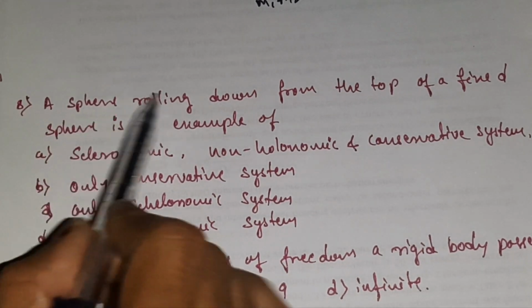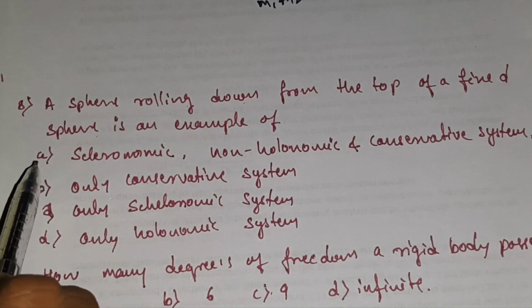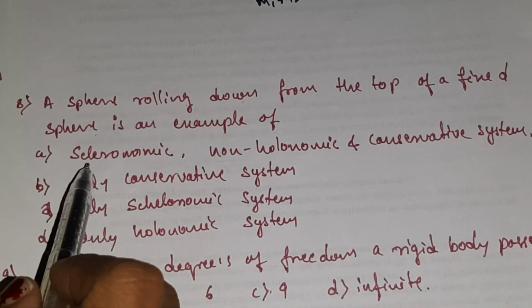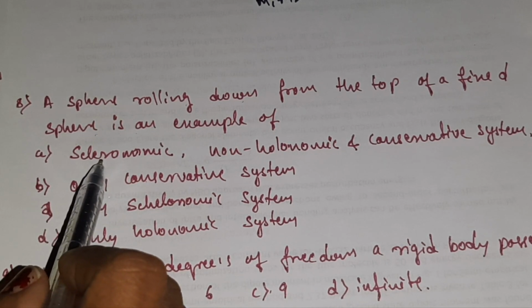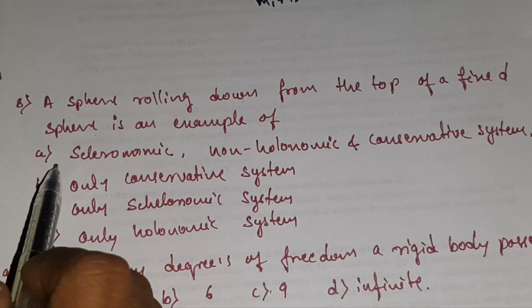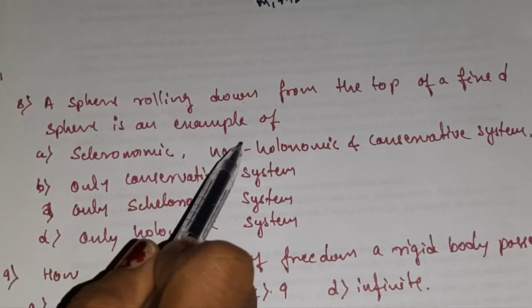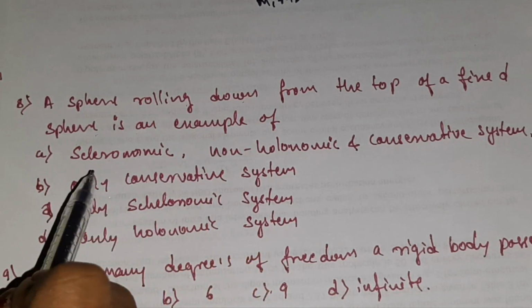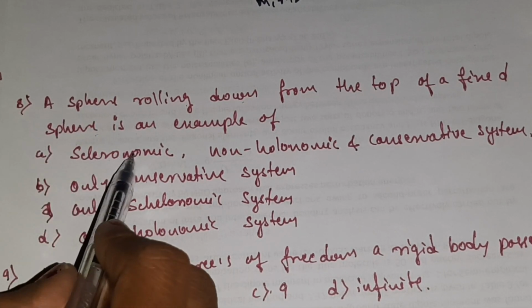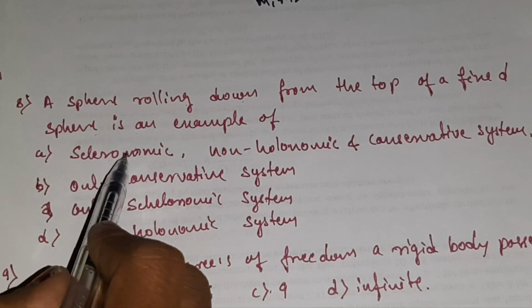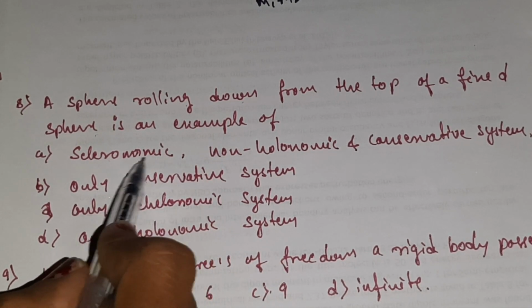So the next question: a sphere rolling down from the top of a fixed sphere is an example of. One of the important topics of classical mechanics is constraints. Constraints are what? Limitations to the system. We have different types of constraints: scleronomous, holonomic, non-holonomic. You need to understand scleronomous, which is dependent on time. Non-holonomic is quite opposite to the scleronomic.